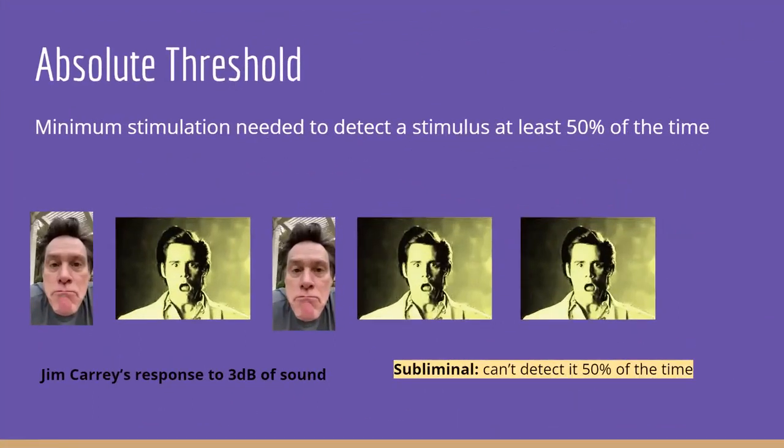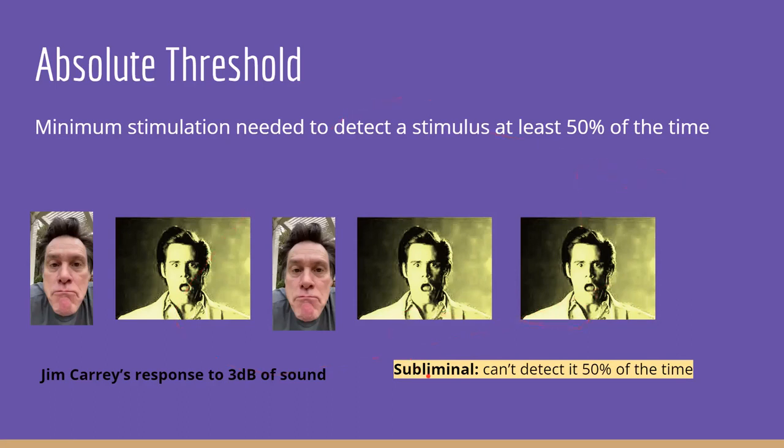All right, absolute threshold. This is the minimum stimulation needed to detect a stimulus 50% of the time. So let's say there's some loud noise that happens, let's say 3 decibels of sound. I don't really know anything about that, so that might not be loud. I just know that's a unit of measurement for sound. So let's say the first time, Jim Carrey didn't notice that. Second time, whoa. Third time, didn't notice that. Fourth and fifth time, whoa. So in these 5 times, 3 of them he noticed. That's 60%. So yes, that's the absolute threshold. It has to be at least 50%.